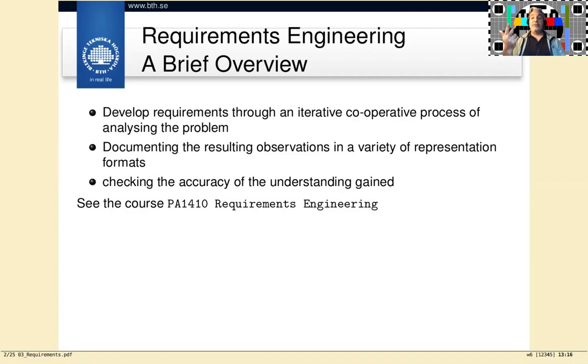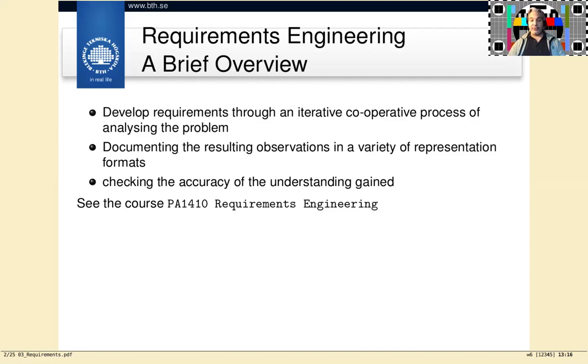And once we've developed requirements and we've documented them, we need to make sure that this is really the requirements that we have on the product. Are there any requirements missing? Are these requirements consistent with each other, or do they contradict each other in some way or other? Have we understood the system correctly? Or are we building the system right, and are we building the right system really?